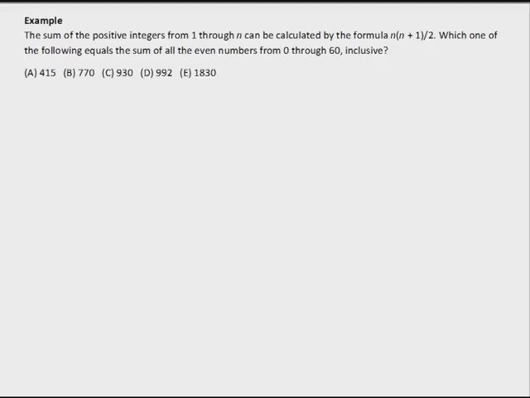Let's look at an example. The sum of the positive integers from 1 through n can be calculated by the formula n into n plus 1 by 2. Which of the following equals the sum of all the even numbers from 0 through 60 inclusive? So what have they given? They've said the sum of the positive integers from 1 to n equals n into n plus 1 by 2. And what have they asked for? They've asked for the sum of all the even integers from 0 through 60. So that's 0 plus 2 plus 4 all the way to 60.